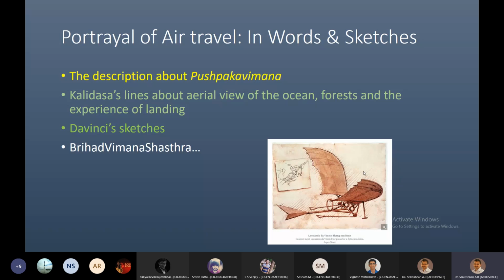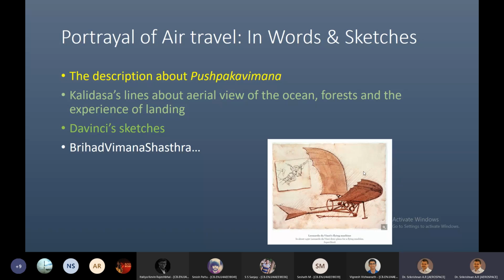And that's not the only place. In other Sanskrit texts, in Sanskrit literature, you can see descriptions of flights in many instances. For example, the poet Kalidasa has given a description of how it looks when you are flying and look at the aerial view, when you look down: the appearance of rivers, the ocean, mountains, the land, forest, etc. A very detailed poetic description of how they look. And then in more recent times, there are sketches attributed to Da Vinci, which are representative of what they considered possible systems that can defy gravity and fly.